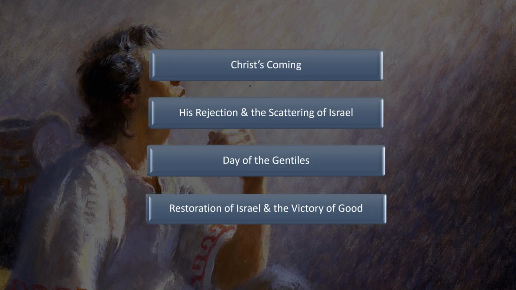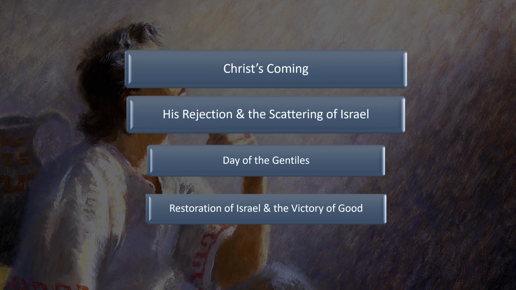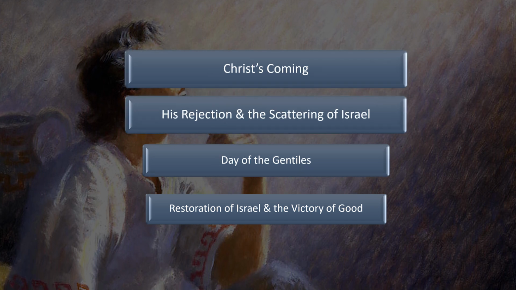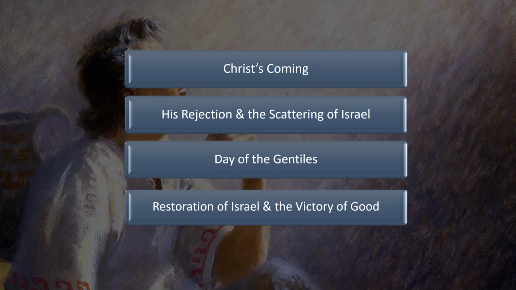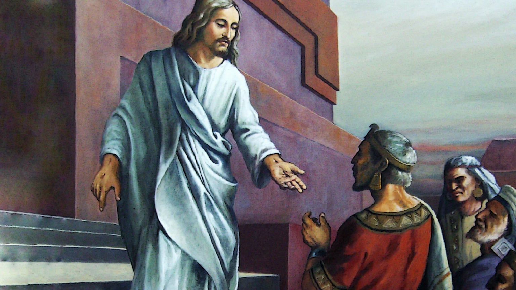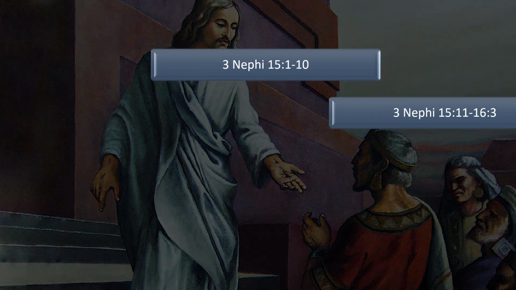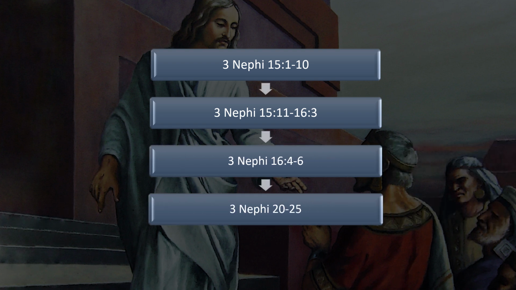The 4 stages of this prophetic worldview are Christ's coming, his rejection and the scattering of Israel, the day of the Gentiles, and the restoration of Israel and the ultimate victory of good over evil. In 3 Nephi, Christ built on relevant themes found in the Nephite prophetic view as he quoted from Isaiah on both his first and second days in Bountiful.